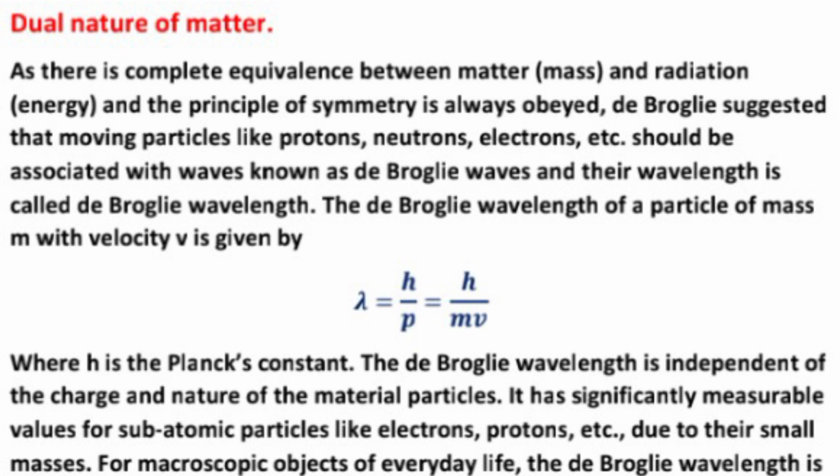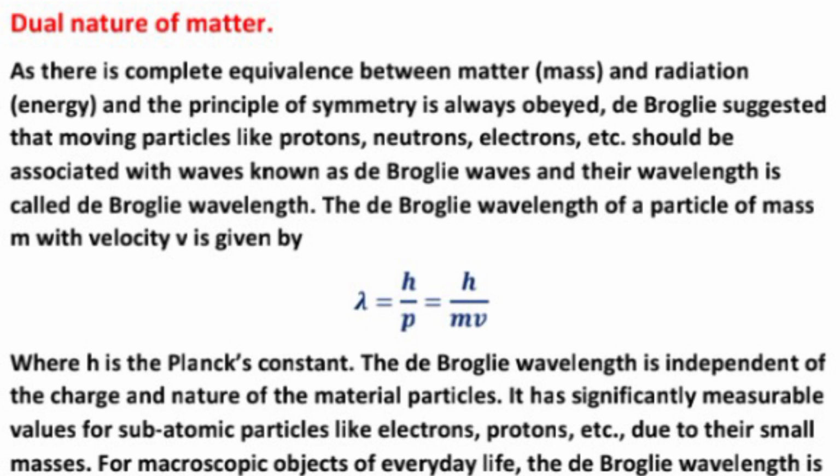Dual nature of matter. What is dual nature of matter? As there is complete equivalence between matter and radiation, and the principle of symmetry is always obeyed, de Broglie suggested that moving particles like protons, neutrons, electrons should be associated with waves known as de Broglie waves, and their wavelength is called the de Broglie wavelength. The de Broglie wavelength of a particle of mass m with velocity v is given by lambda equal to h upon p, or equal to h upon mv, where h is the Planck's constant.